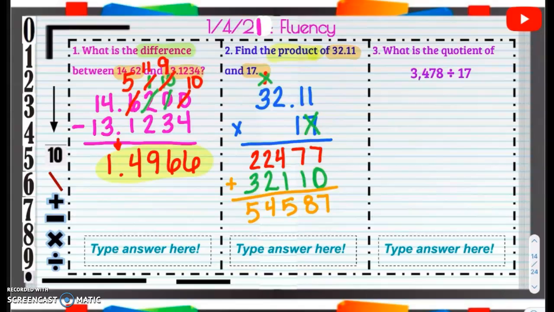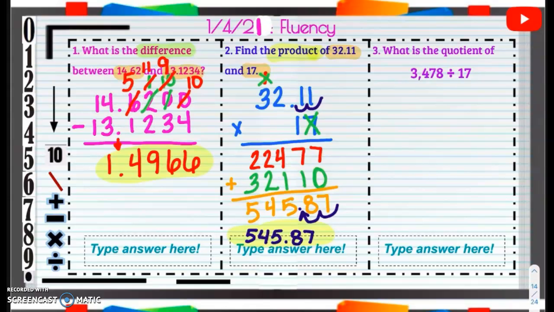What did we forget to do? We have to put in our decimals. So how many digits do we go in? We go in 1, in 2. So in our answer, we're going to go in 1, in 2. So our decimal is going to go between that 5 and that 8. So our answer is going to be 545 and 87 hundredths. I'll highlight that so we have that answer there. There we go. All right, let's take a look at number 3.